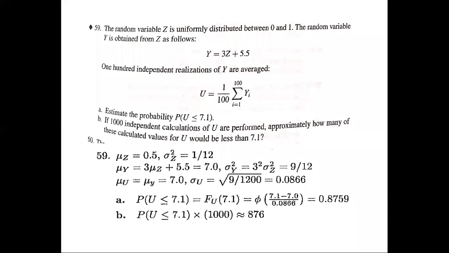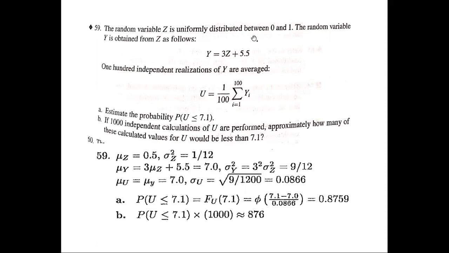Now let us go for the next problem, which is 59. The random variable z is uniformly distributed between 0 and 1. This is a uniformly distributed random variable for z. The random variable y is obtained from z as follows. Y is equal to 3z plus 5.5. And we take 100 independent realizations of y, which are averaged. That is u is equal to 1 by 100 of this. Estimate the probability u less than 7.1. If 1000 independent calculations of u are performed, approximately how many of these calculated values for u would be less than 7.8?